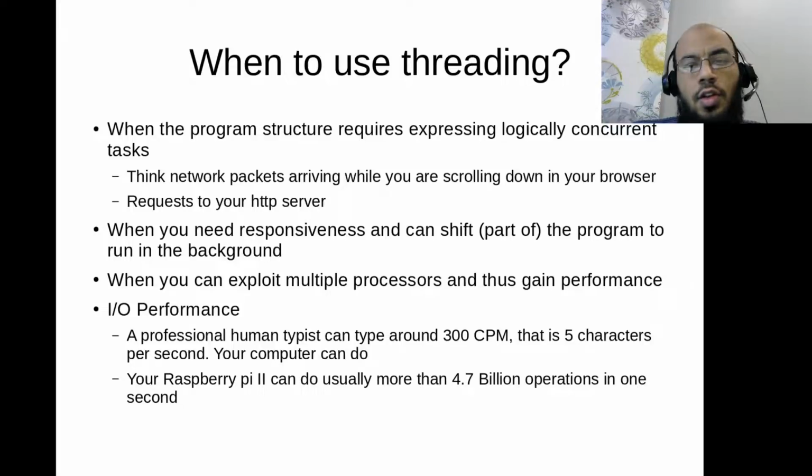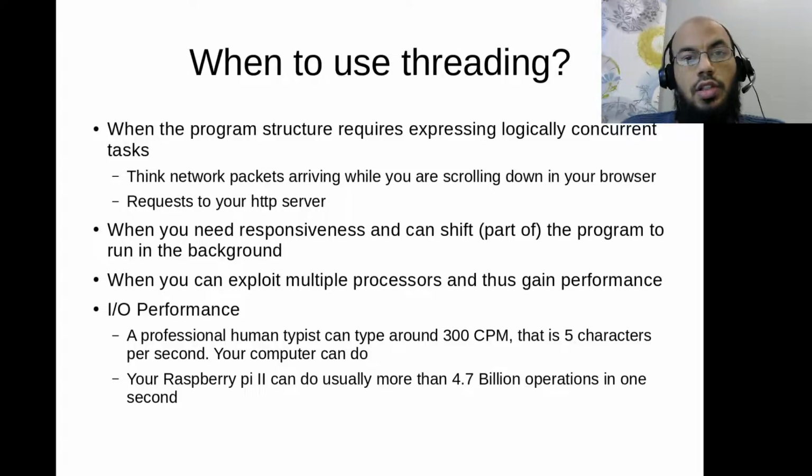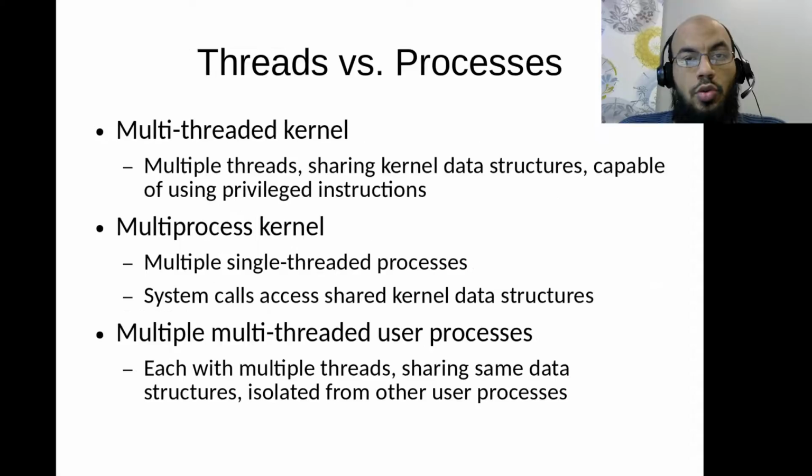I mean, of course, fetching 1 character is not one operation on a CPU, but it's like 10, even 100 operations. So 5 characters, that's 500 or 600 operations per second just for fetching from the keyboard. But then you have the remaining 4.7 billion to play with and do stuff with. So threads are a very neat way to do sharing of resources on your computer.